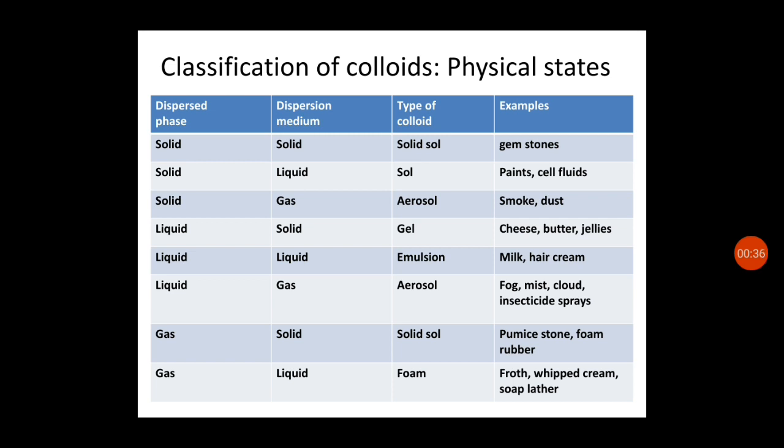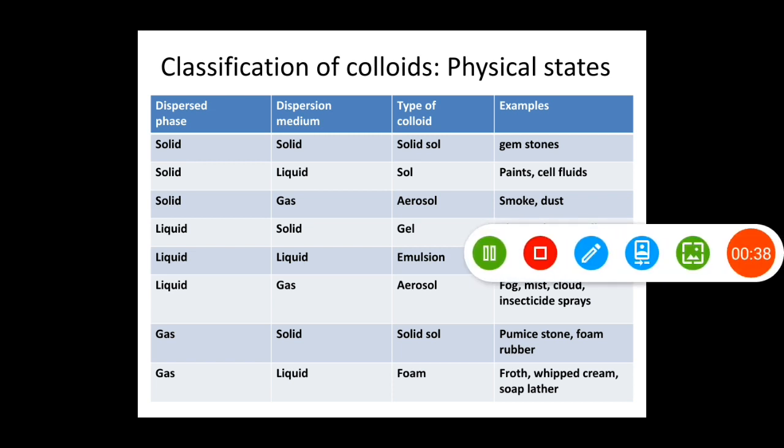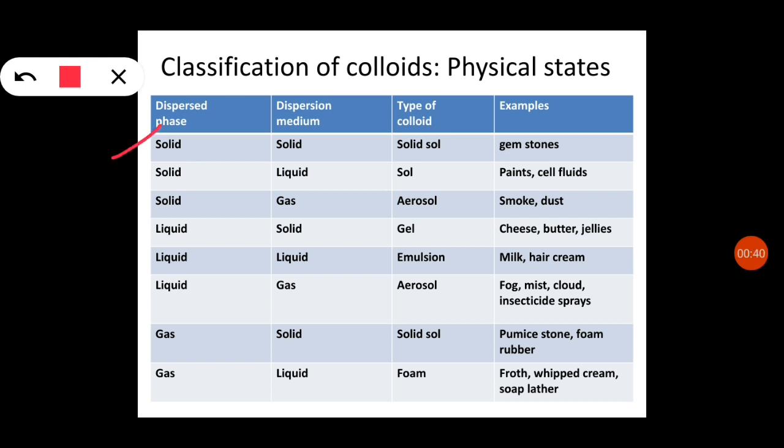So when solid is dispersed in solid, means dispersed phase is solid as well as dispersion medium is solid, it is termed as solid sol. The examples are gemstones. Then solid dispersed in liquid, it is known as sol, like paints, cell fluids, etc. Then solid dispersed in gas, it is termed as aerosol. Examples are smoke and dust. Then liquid dispersed in solid, it is known as gel. Example, cheese, butter and jellies.